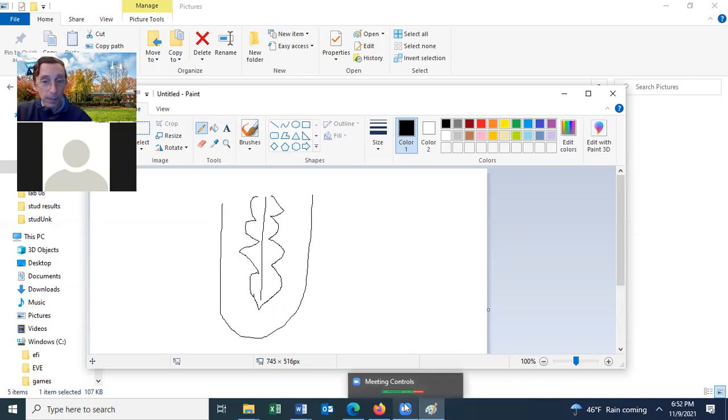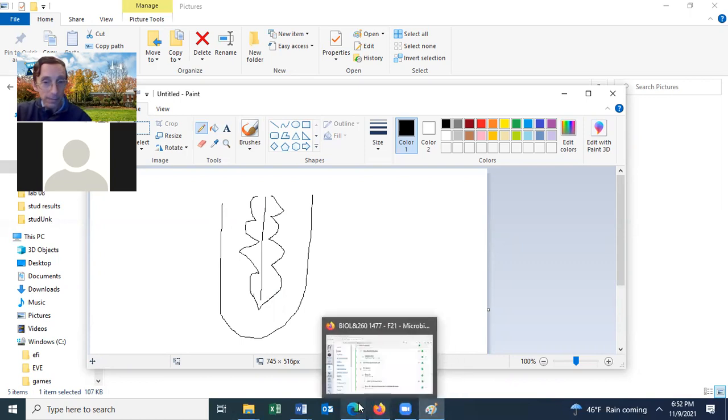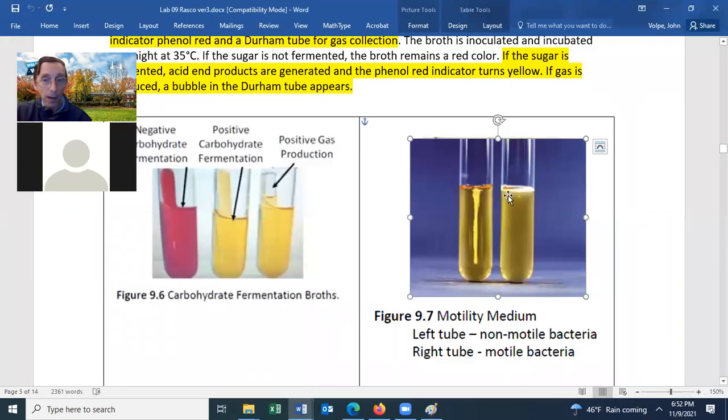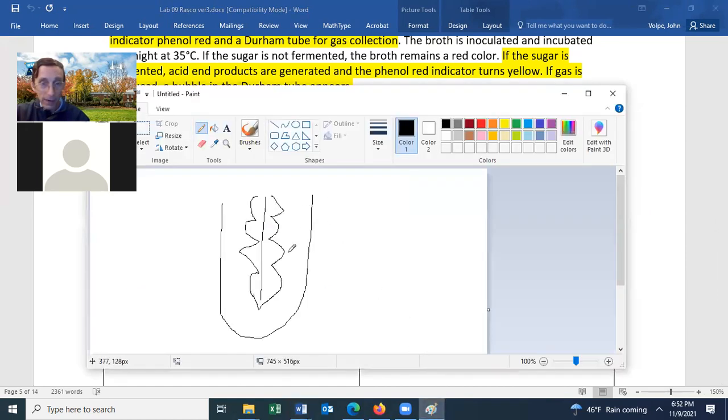If they are very motile, then you'll see them all over the tube. And you can see that the tube is hazy. That's from bacteria growing in the media all over the tube. So this area you can see through the media. You can't see through the media here because it's hazy. And that's because this bacteria is very motile. If it's only slightly motile, it'll be flaring like this.